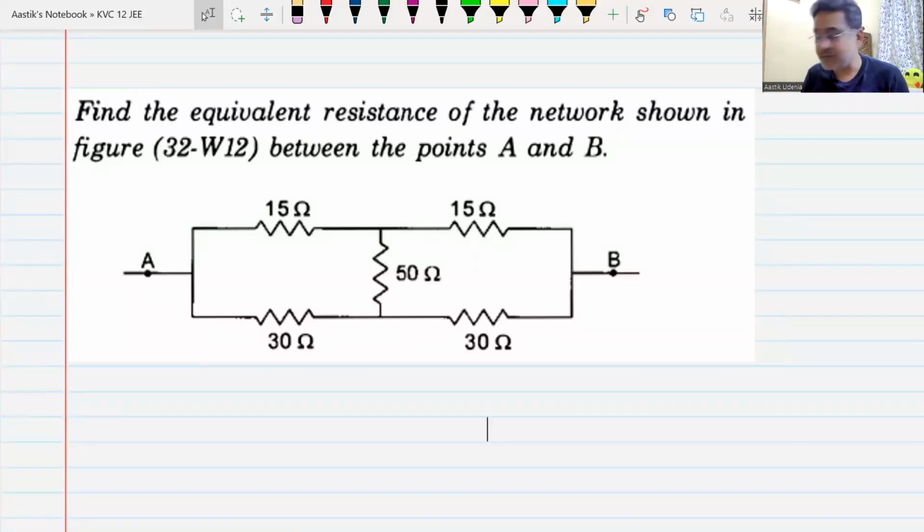You have to find the equivalent resistance between A and B. This is question number 17 from the same page. What is the answer for this one? It's a simple one. All the questions are simple. I've told you. All the questions are simple. 20 ohms, sir. Everyone got the answer?